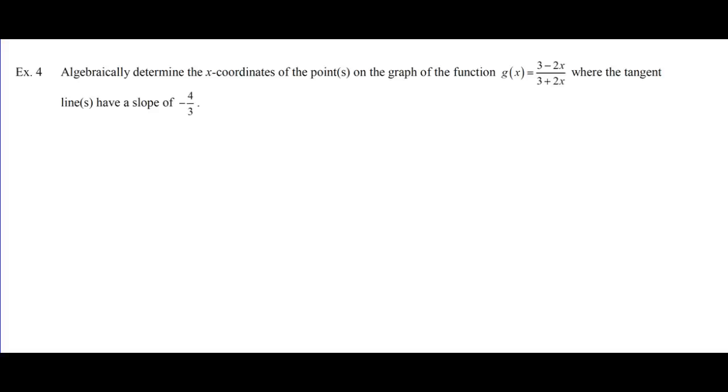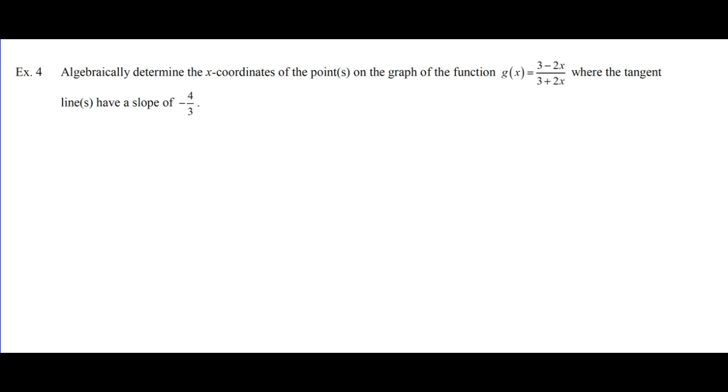But before that, algebraically determine the x coordinates of the points on the graph of the function g of x equals 3 minus 2x over 3 plus 2x, where the tangent lines have a slope of negative 4/3. So what do we have to find? We need to algebraically determine the x coordinates. How are we going to do this? A general solution for the derivative, and then make that general solution equal to negative 4/3, and then solve. Exactly. So we need to get g prime of x, which we know is the slope of the tangent line. We're going to get an expression for that, set that equal to negative 4/3, solve and get the x coordinates.